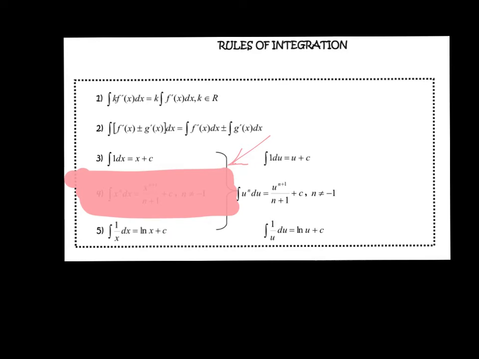Now we're going to add 1 to the original exponent, and we are going to divide by the exponent plus 1. And finally, the integral of 1 over x, which is exactly the natural logarithm of x. So if you can remember, what is the derivative of natural logarithm of x? The derivative of that is 1 over x. So now we're doing the opposite. The integral of 1 over x times dx equals the natural logarithm of x plus c.